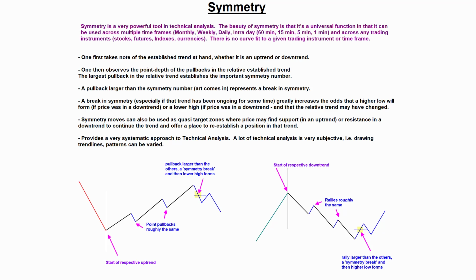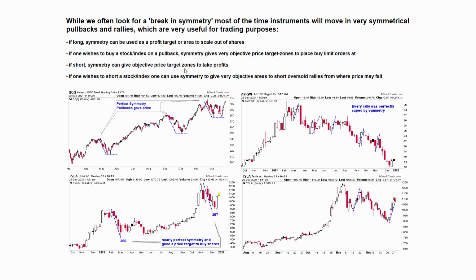Also, this slide here shows you that symmetry can be used, instead of just worrying about this respective break in trend, as a guide in your trend at hand. So if long, symmetry can be used as a profit target area to scale out of shares, or if one wishes to buy a pullback, it could give you very objective targets to place buy limit orders at. So for example, the Qs here, by the way, all these lines are the same length, so they're clone lines.